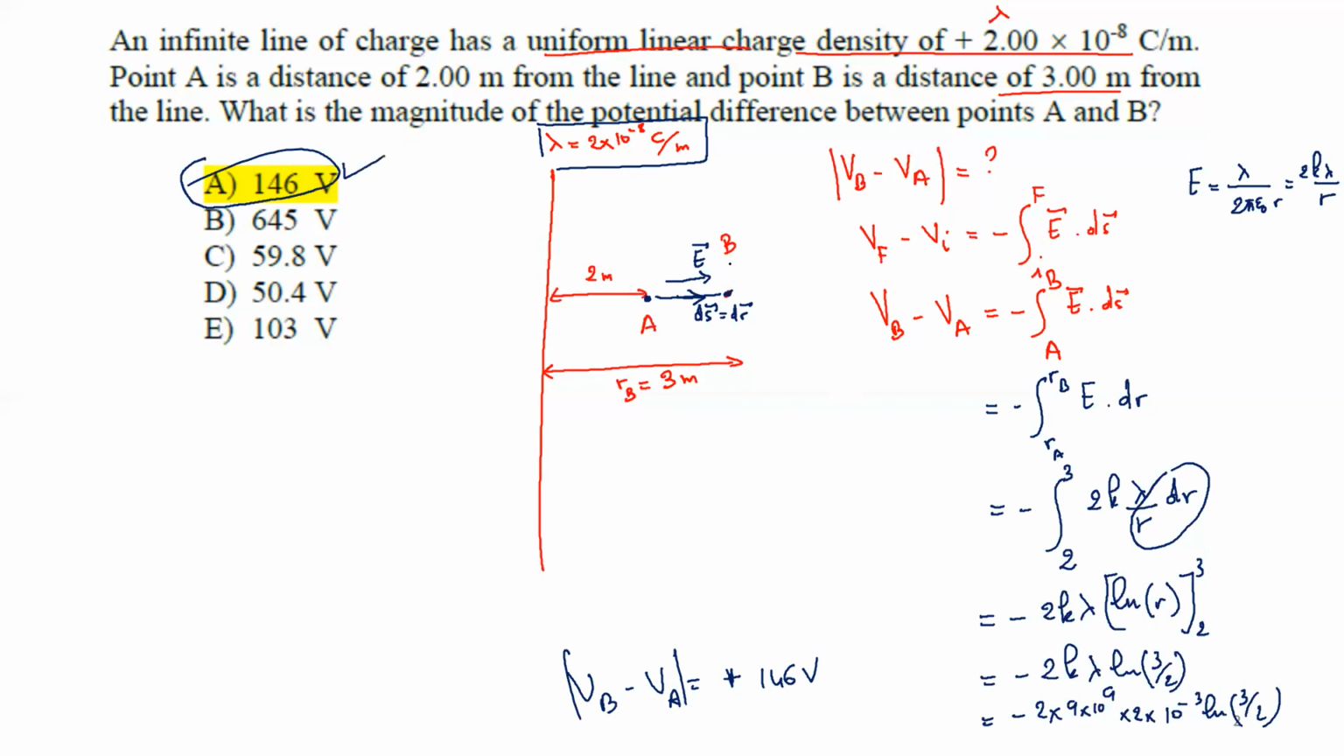You see here that if this is positively charged, VB will be smaller than VA. That's why here VB minus VA is negative. If it was negatively charged, E would be pointing towards the line, so you will see that VB minus VA will be positive. That's why I'm just talking about the absolute value, the magnitude of the potential difference, so we get rid of the minus sign.